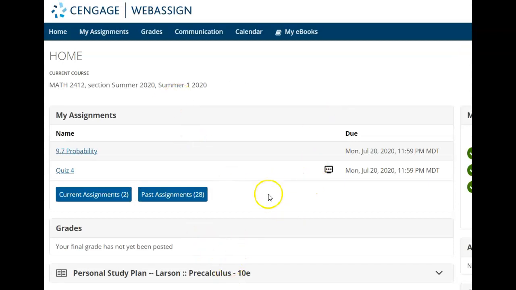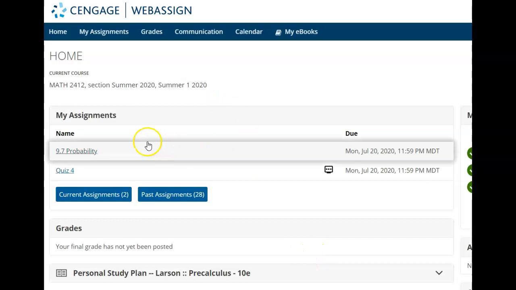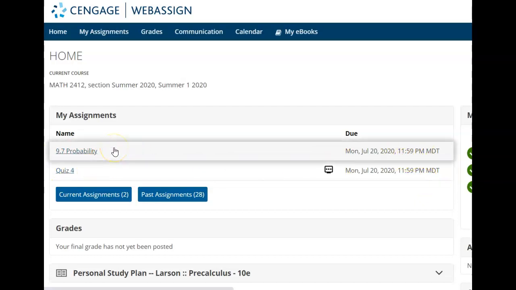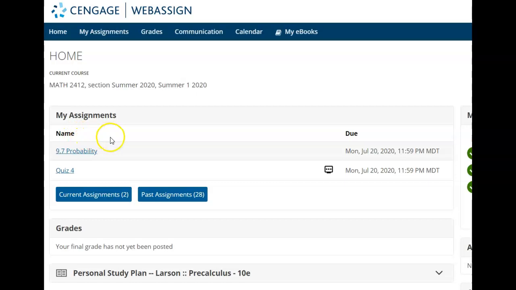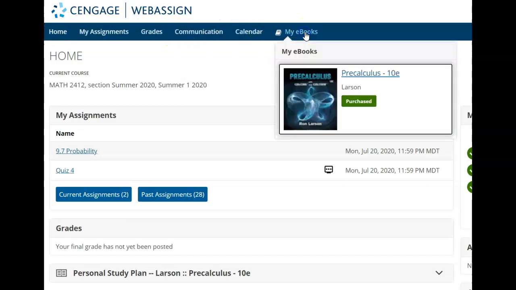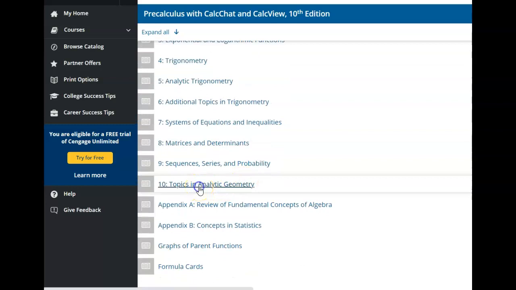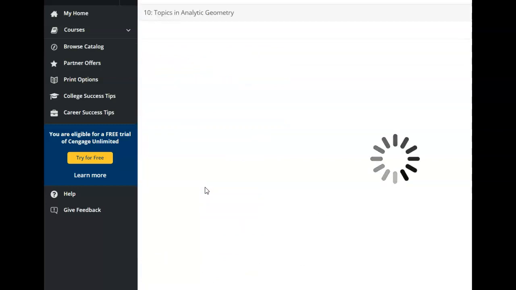So I believe this is how you see WebAssign when you go in, and you can see that you have two assignments due today, your quiz 4 and probability. So what I want you to do is find on the top options the one that says my ebooks. So you will click there and we go to that one. Then you will select chapter 10. That is our last chapter.